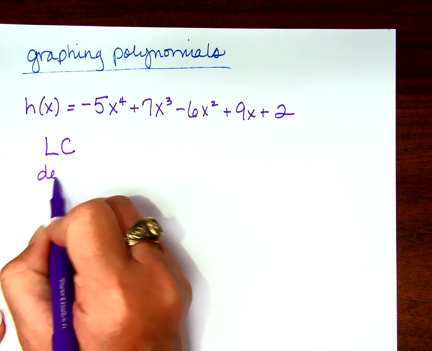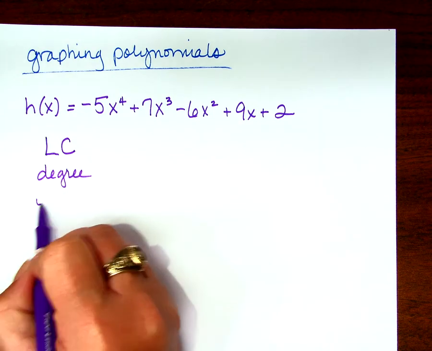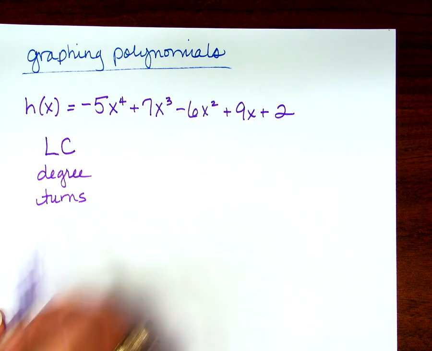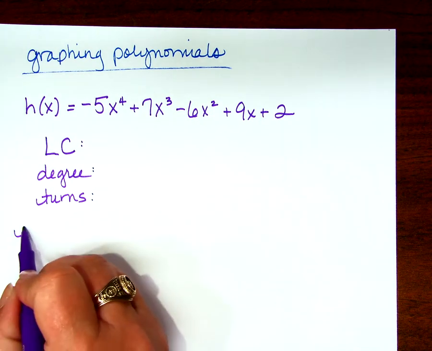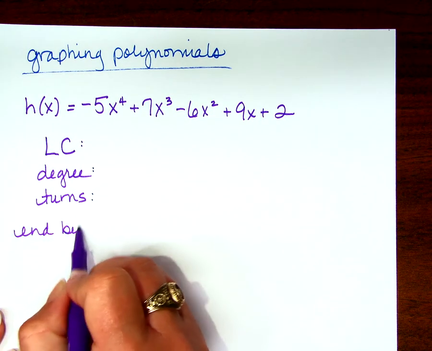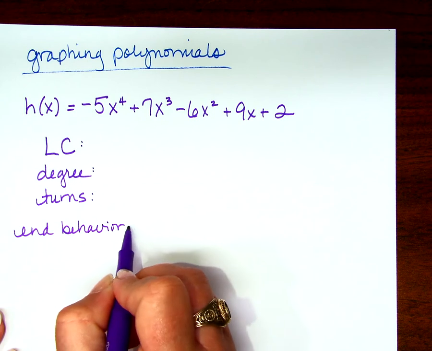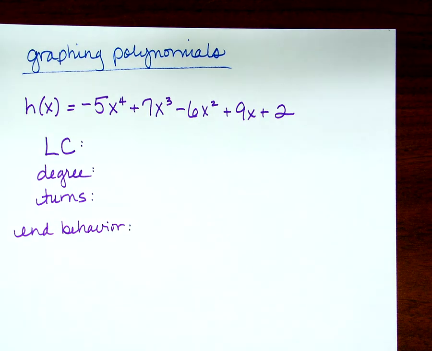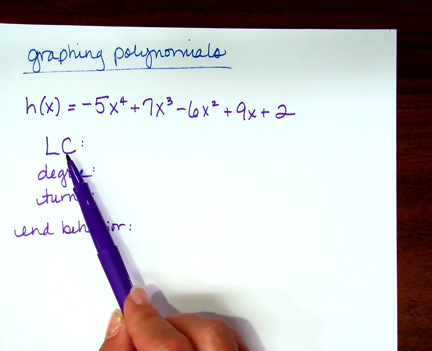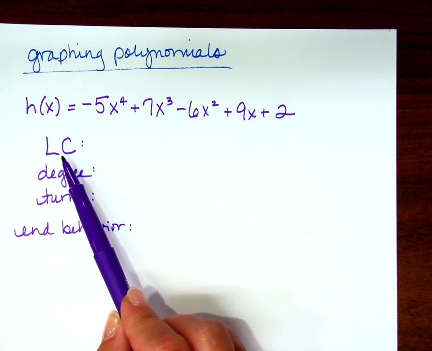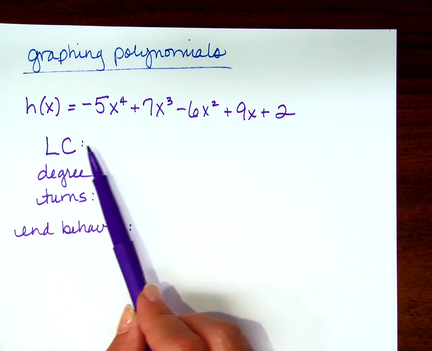This, and this will help us figure out the end behavior, okay? The leading coefficient, the degree, and the terms will help us figure out the end behavior. So first of all, can I use LC for leading coefficient? Are you guys okay with that? Because those are long words.